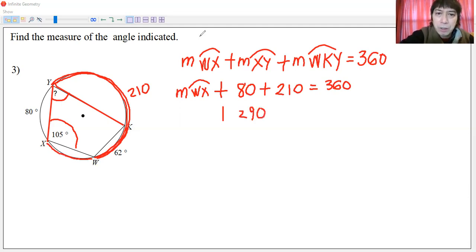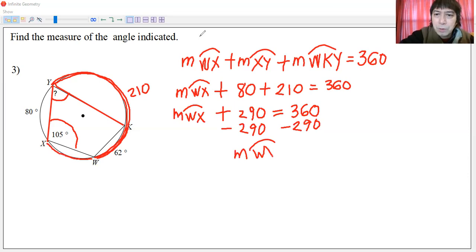And this is to be added to the unknown arc WX. And this is equal to one full circle, 360. Okay, subtraction property, minus 290, minus 290. We have our arc WX must be equal to, how much is this? 70. Yes, that's 70. All right. And so we now have arc WX at 70.